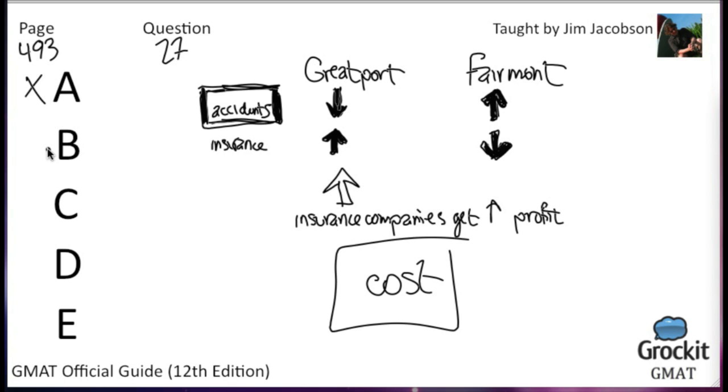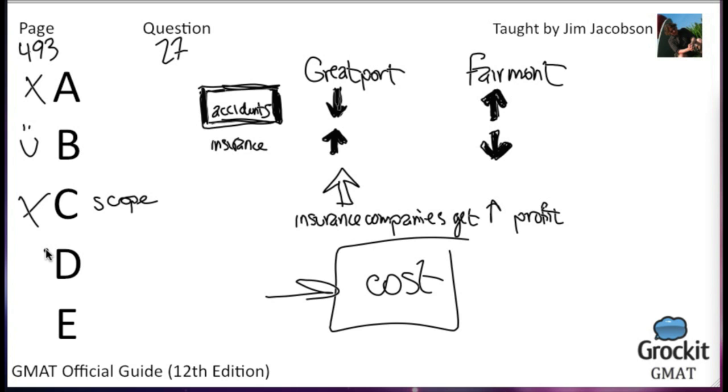So it's not A. Choice B, the cost of repairing collision damage in Greatport with the cost of repairing collision damage in Fairmont. So cost sounds a lot like what we were hoping for. Repairing collision damage was one of the things we were after. C, the rates Greatport residents pay for other forms of insurance with the rates paid for similar insurance by residents of Fairmont. Other insurances are outside the scope of the actual argument. The question is whether the insurance companies are getting a greater profit on collision insurance in Greatport. So C is outside the scope.